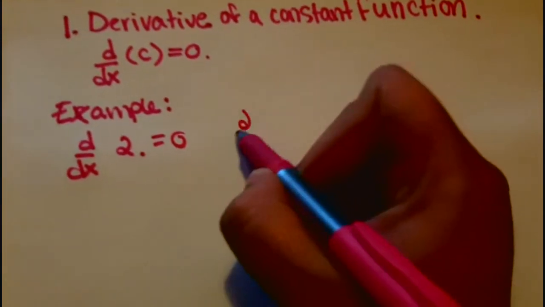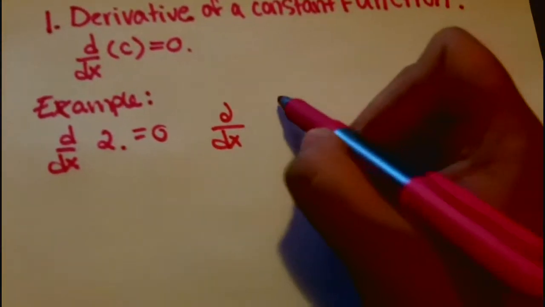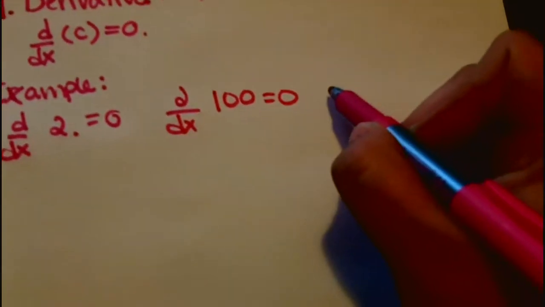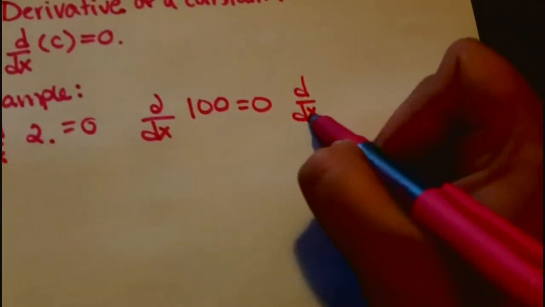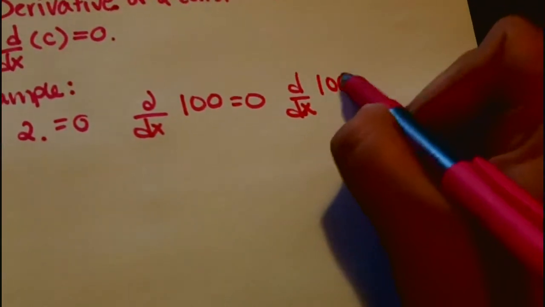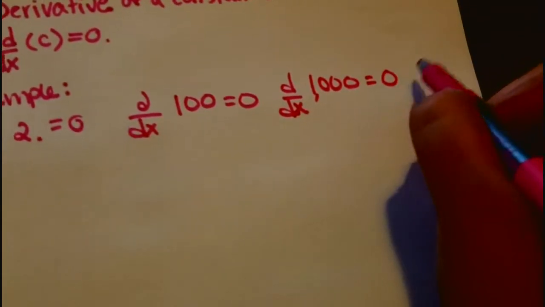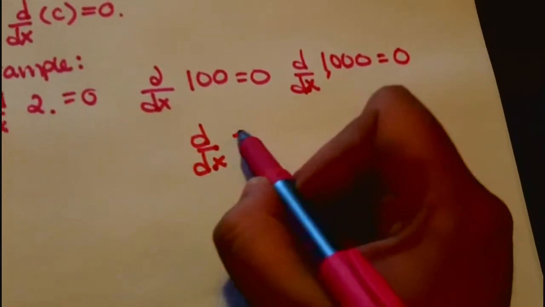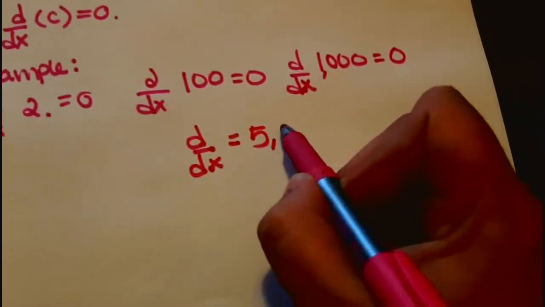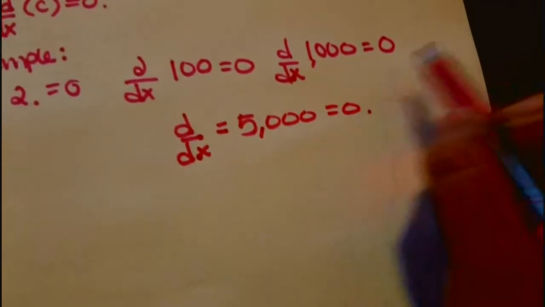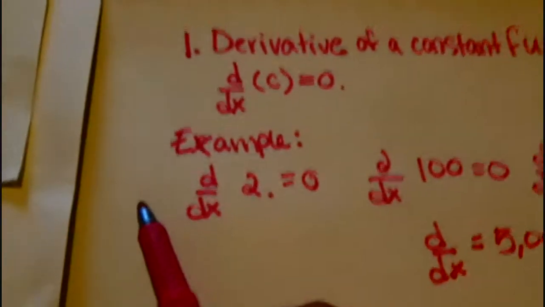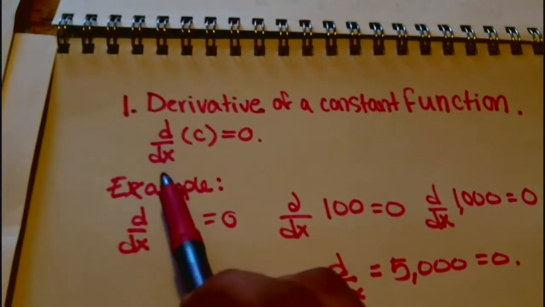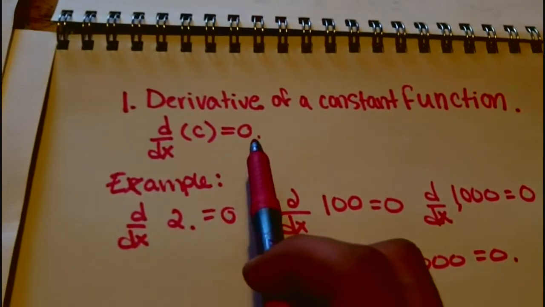Another example of this would be d dx, the derivative of 100, is equal to 0. d dx, the derivative of 1000, is equal to 0. And d dx of 5000 is equal to 0. So the derivative of a constant function, d dx of any number c, is equal to 0.